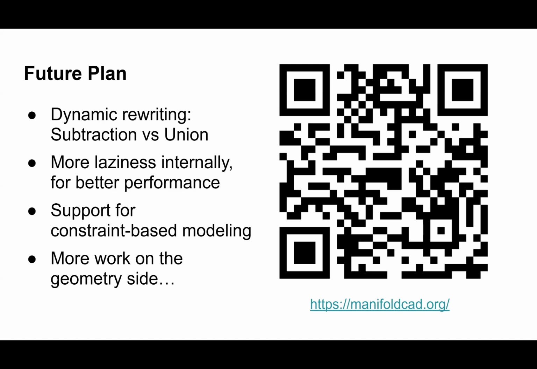In that case, subtraction is actually faster than doing a union on the negative part first and then doing subtraction. And we are also trying to do more lazy evaluation inside the actual implementation, in the C++ part. This is pretty horrible to do, but we already have a few PRs that got better performance from this. And then we also want to support constraint-based modeling, where you can define constraints between features, and then a solver solves those constraints and converts them into a model. And there's also more work on the geometry side.